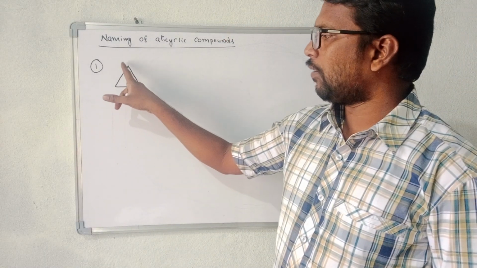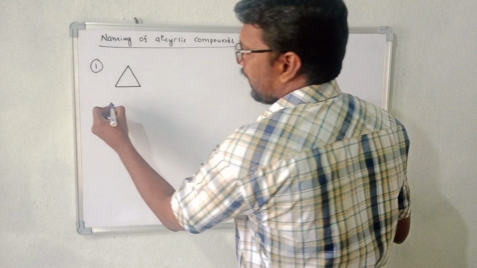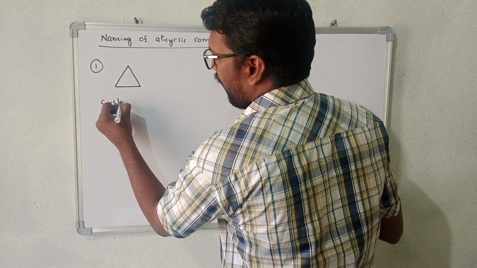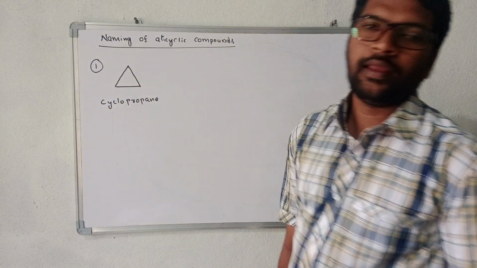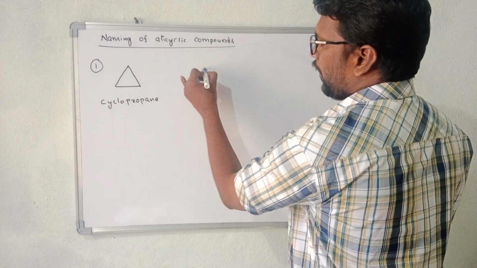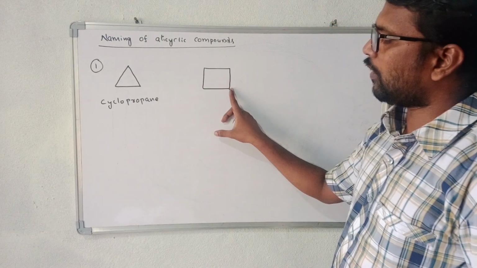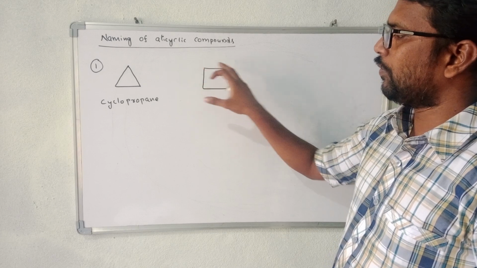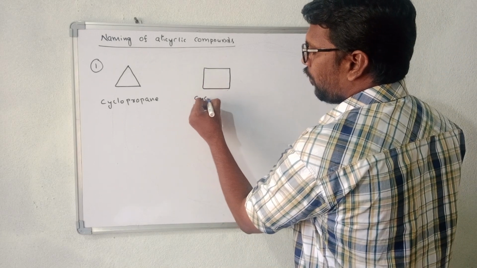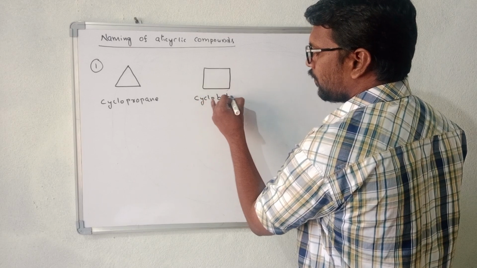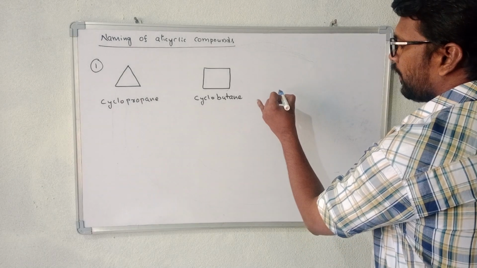In this alicyclic compound, 1, 2, 3, 3 carbons are present and it is present cyclically. So its name can be written as cyclopropane. It is an example of an alicyclic compound. Take another example. If it is present like this, a total of 4 carbons are present, 1, 2, 3, 4. All are single bonds. So we write cyclo, and 4 carbons means butane. So it is cyclobutane. Cyclobutane is also an alicyclic compound.